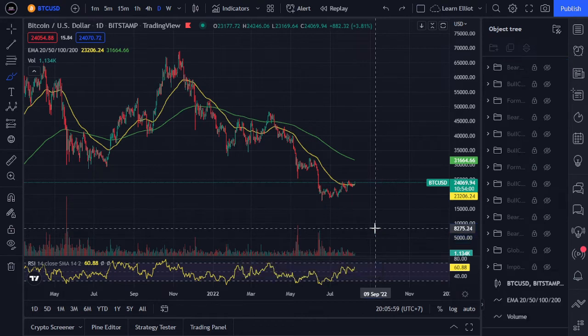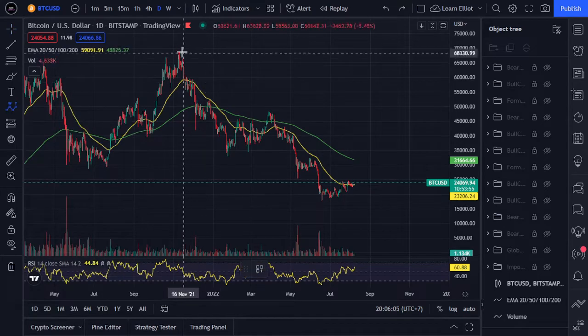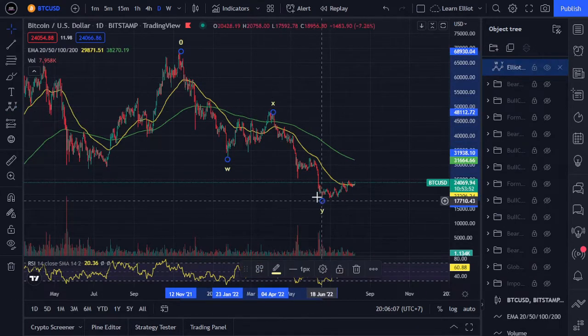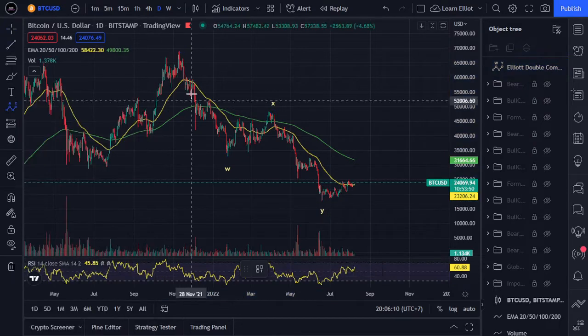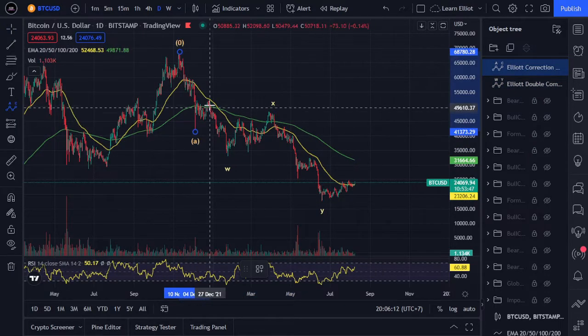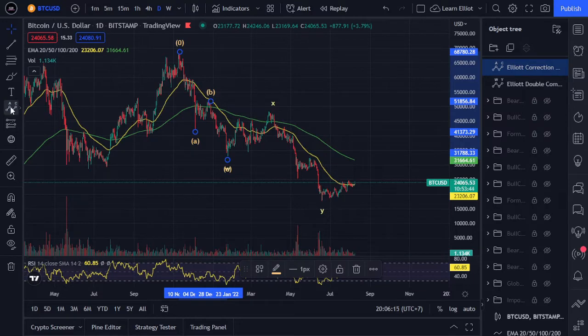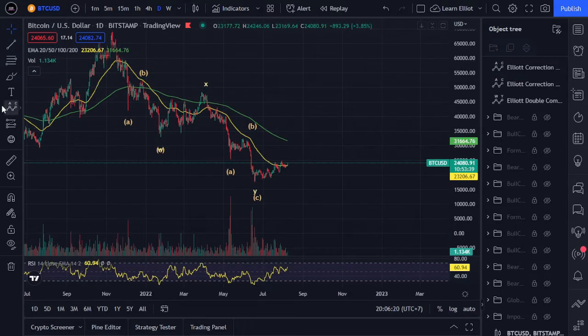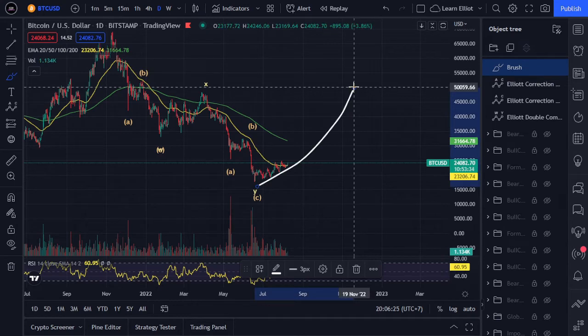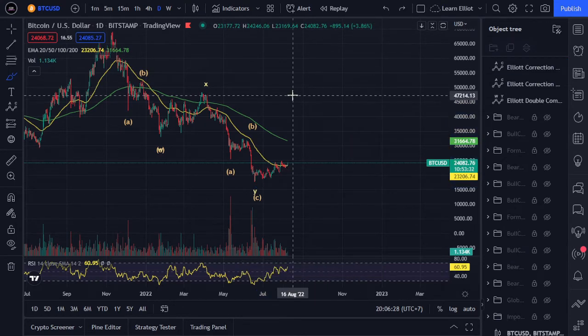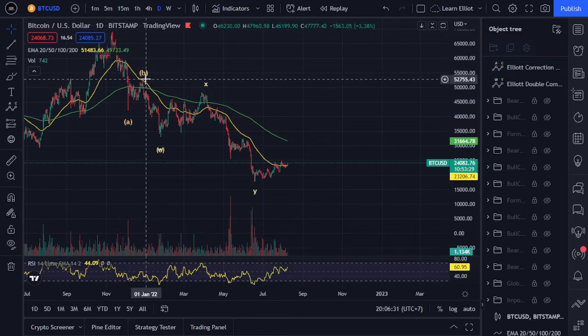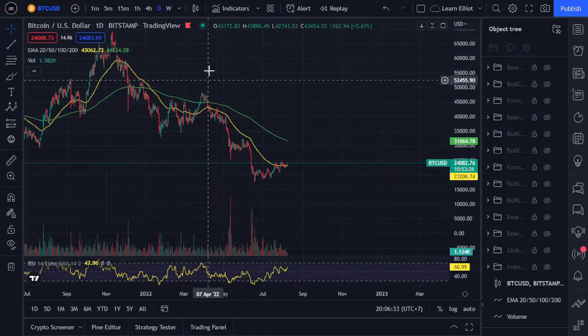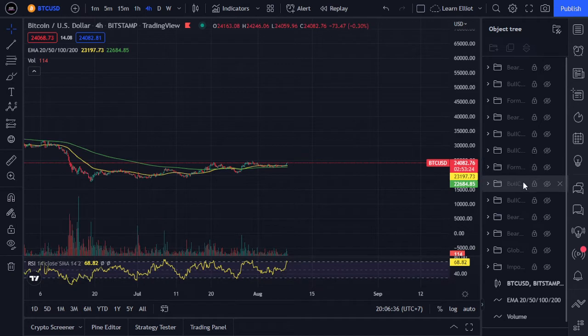So for this bull case scenario, I just use a double combo wave, double correction wave, which is WXY, and also inside each impulsive wave we have a correction, an ABC correction, and another ABC correction here. So we are now going to another impulsive wave up. Now let's go to the 4-hour time frame.